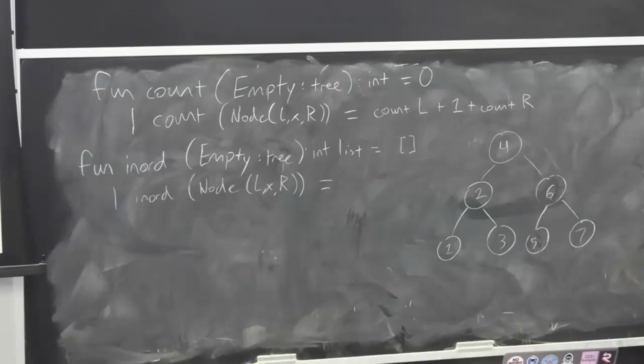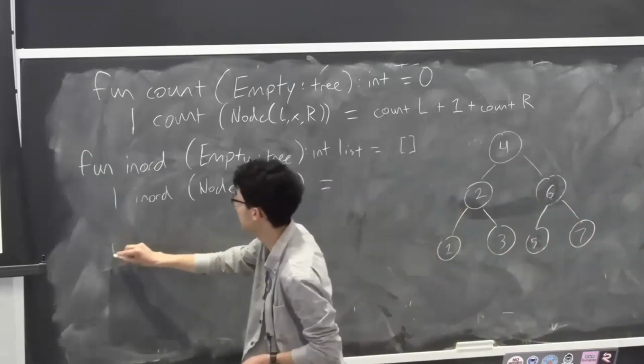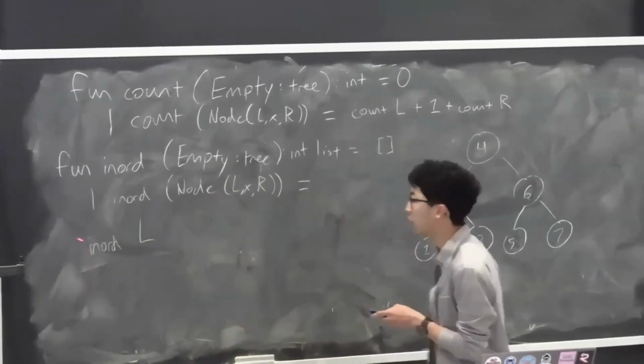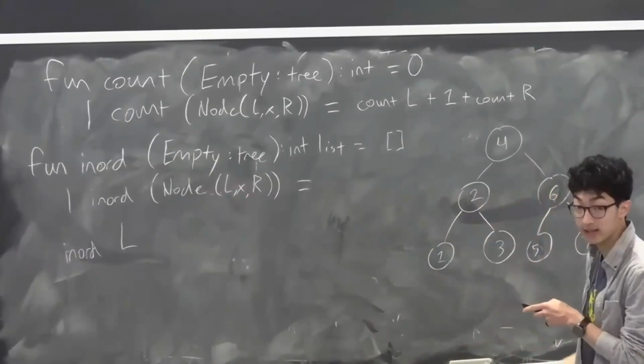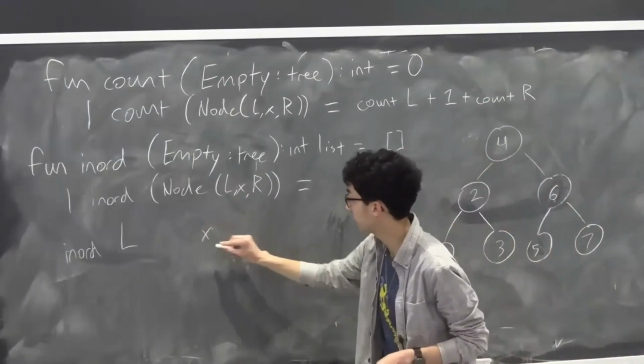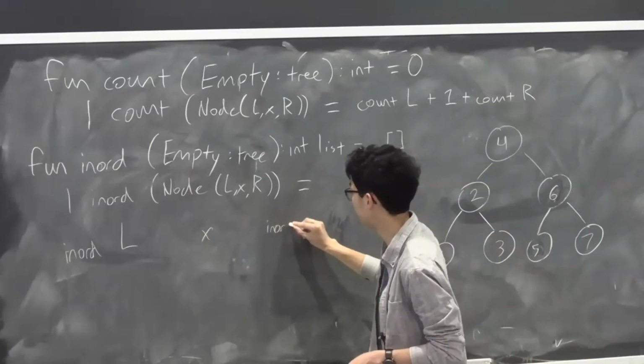If you recursively assume that inord on L will return to you a traversal of all the elements in L, then that just means inord L. That's what it is. This is an in-order traversal of the left subtree. And I want all of these before I put X and R in, okay? And then I want X, and then I want inord R, right? I said left, root, right.